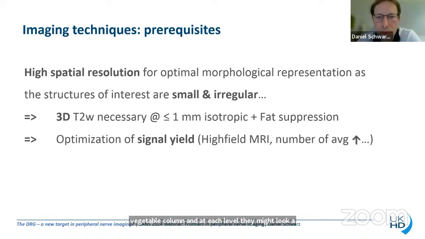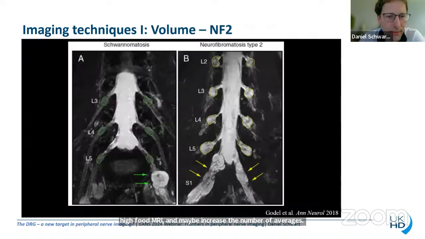So if we want to have a very specific look at this structure, we need a 3D T2-weighted sequence with an isotropic resolution of less than 1 millimeter. And of course, we also need a solid fat suppression. And we should also try to optimize the signal yield so that we can have a very good signal to noise ratio, meaning that we only want to do this examination on high field MRI, maybe increase the number of averages or use other tricks to do so.